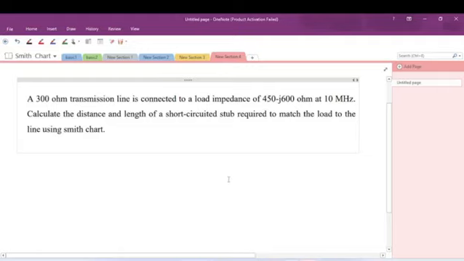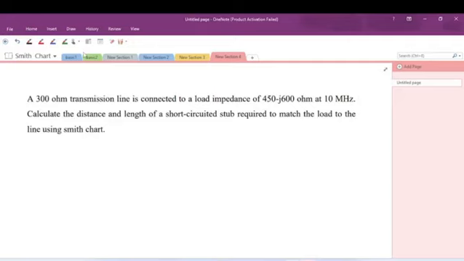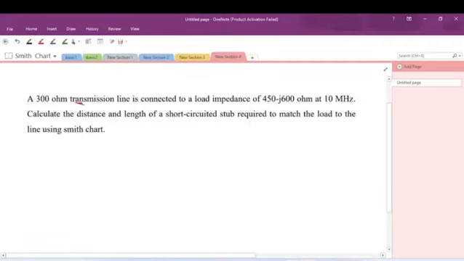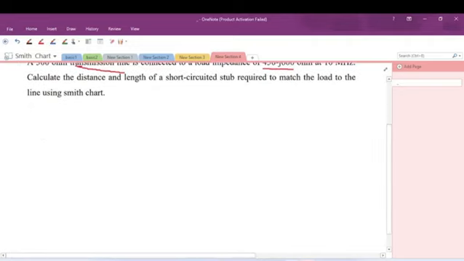Students, now we are going to solve problem number 2 in the Smith chart. A 300 ohm transmission line is connected to a load impedance of 450 minus j600 ohms at the frequency 10 Hz. We need to find the distance and length of the short circuit stubs required for matching. So what is the first step in the Smith chart?